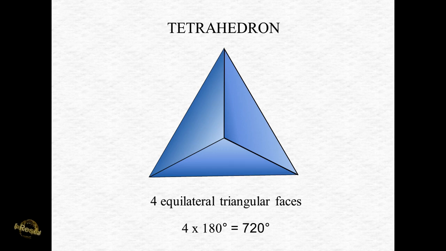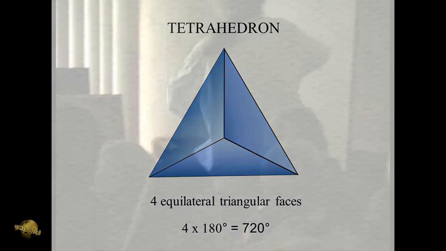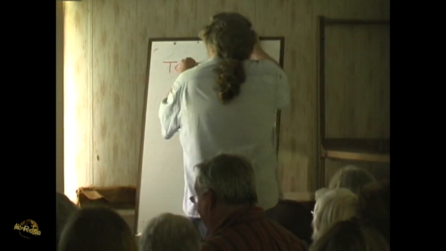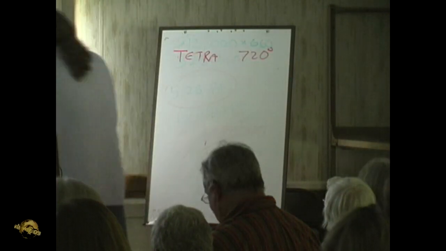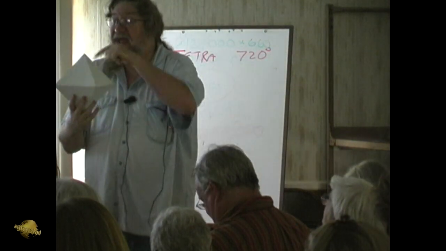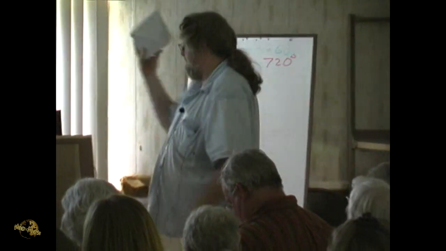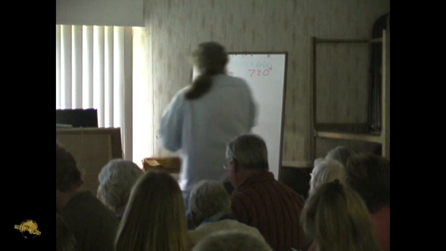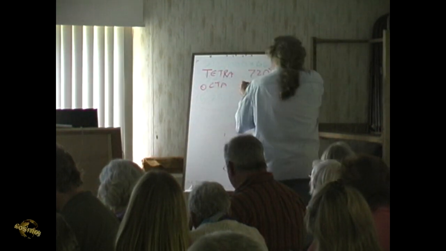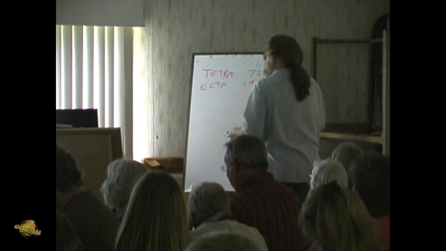Lee, what's 4 times 180? Most of you can do that in your minds, I think. I'm going to write this down up here. The tetra is measured by 720 degrees. Okay, let's take the octahedron. We have 180 times 8. What is that, Lee? 1440. Okay, so the octa is measured by 1440 degrees.